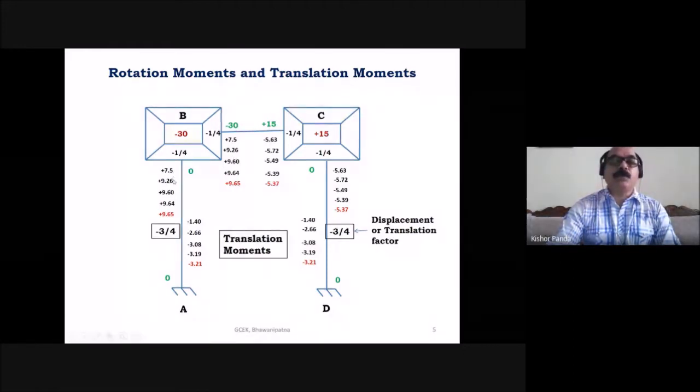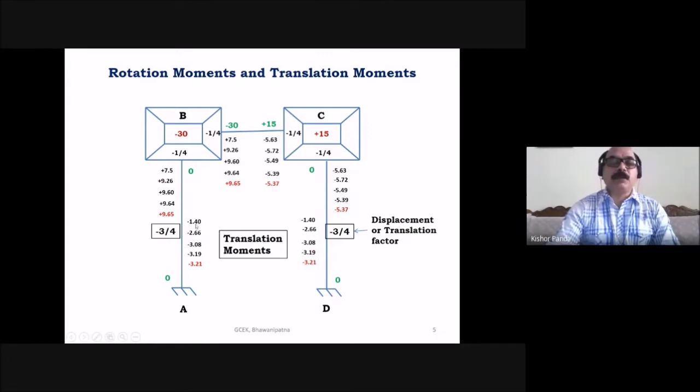So you have to enter the M-BA rotation moment, then the M-BC rotation moment, the M-CB rotation moment here, then the M-CD rotation moment here. And this is the translation moment. You have to enter the translation moment in the vertical members, on the inner side. This is your M double dash AB. This is your M double dash CD.